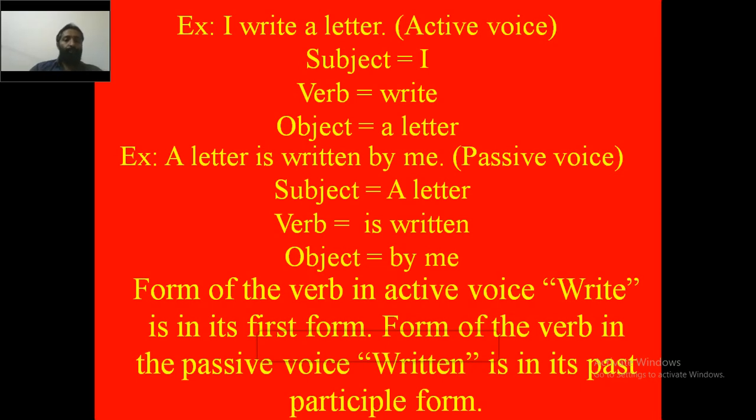So the form of the verb in the active voice, that is write, is in its first form. As I have told you, there are three forms for the verb: first form, second form and the third form. The form of the verb in the passive voice, that is written, is in its past participle form or the third form. So remember, in the passive voice we always use the past participle form of the verb, or the third form. I hope you have understood. Now moving on to the next one, the last change.